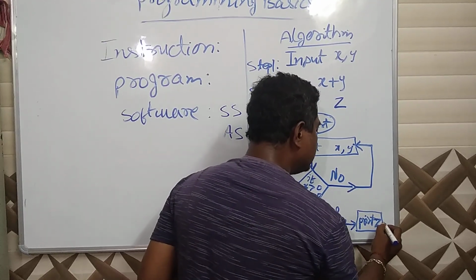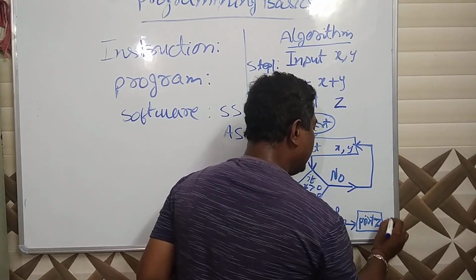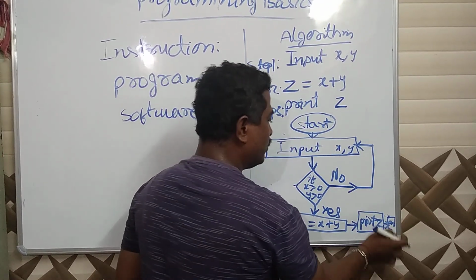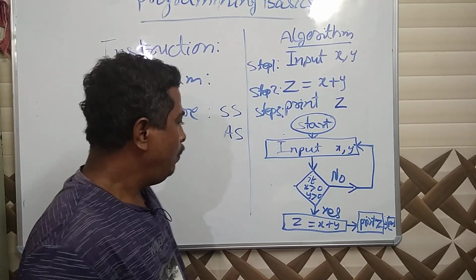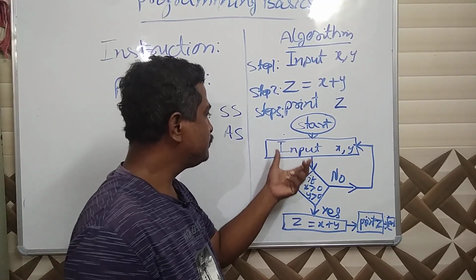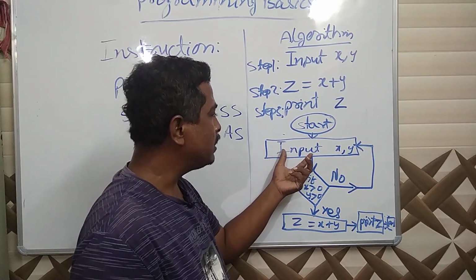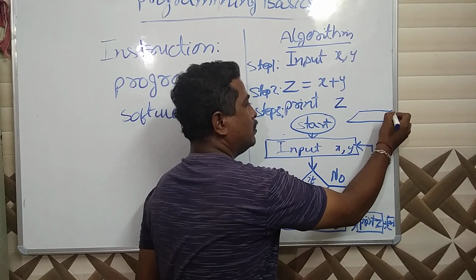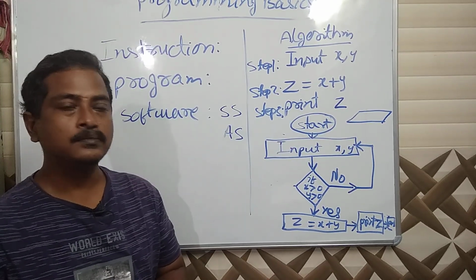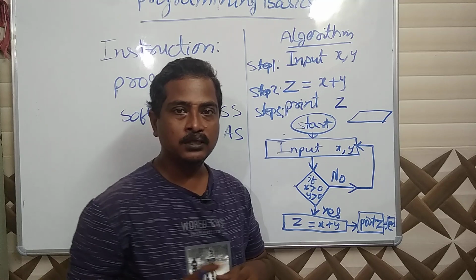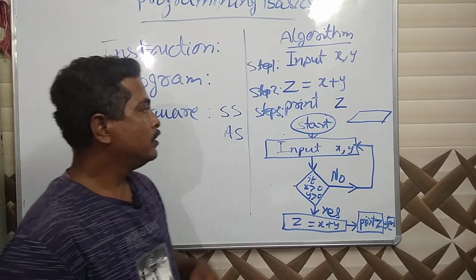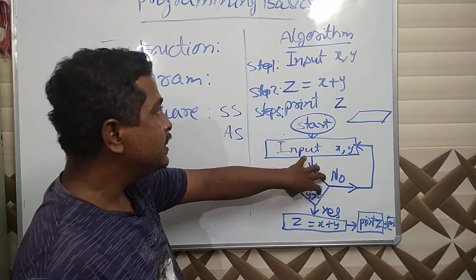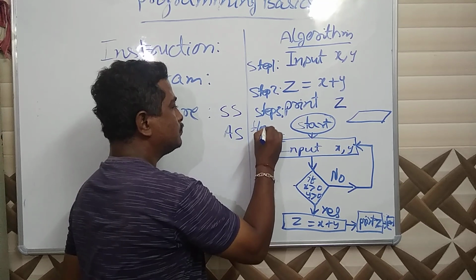Okay, after printing z, end is also in oval shape. So start and end both will be in oval shape. In some places, the instructions like input and output, you may keep in this box. So if you are keeping them in a rectangle also, it is no problem, or else you can write in a parallelogram, no problem. So this diagrammatic representation is called flowchart.